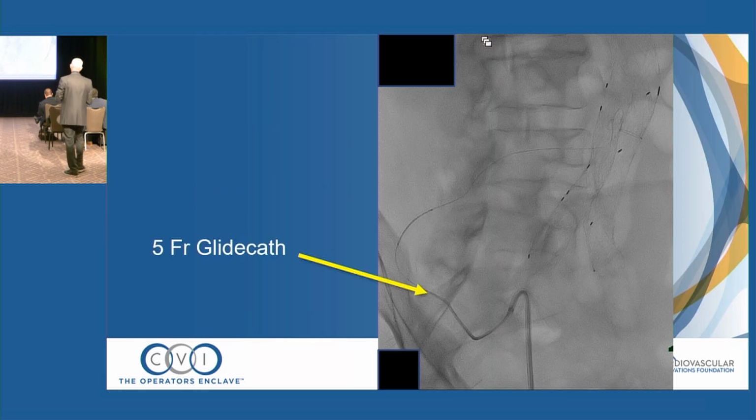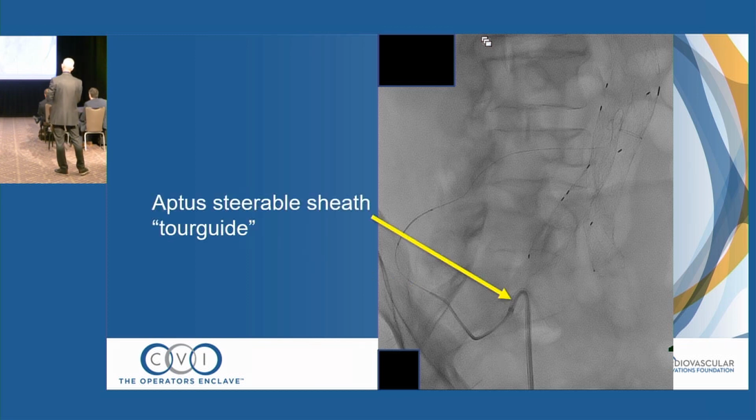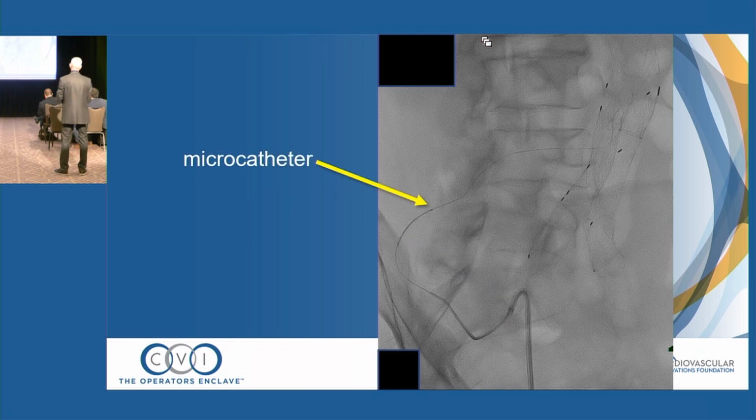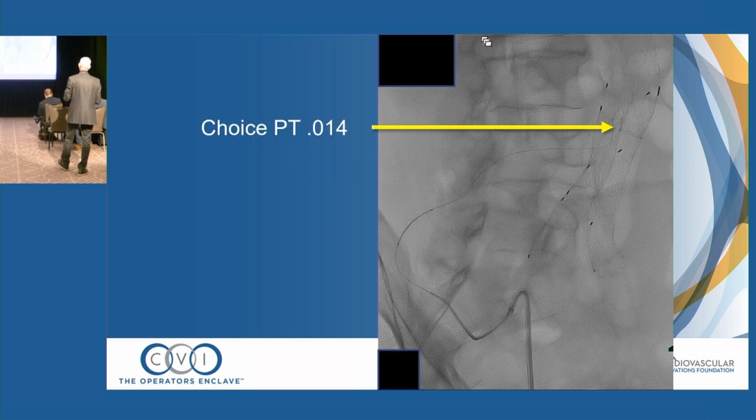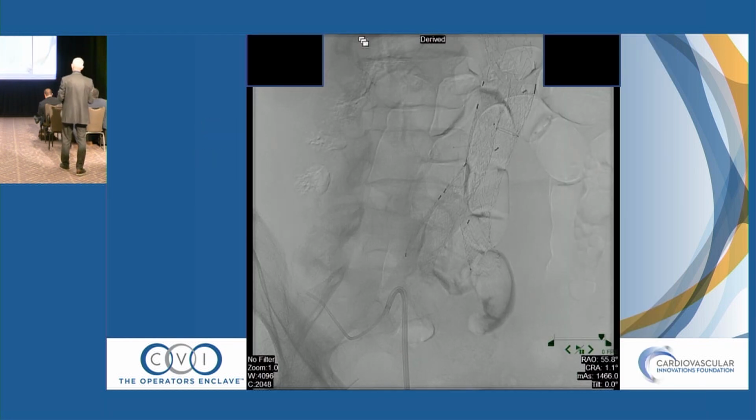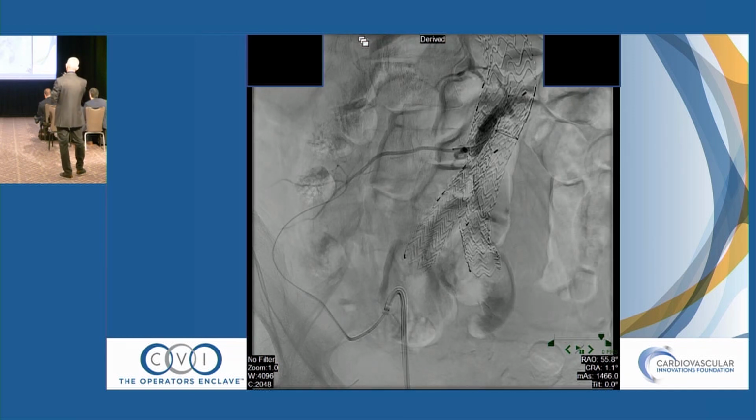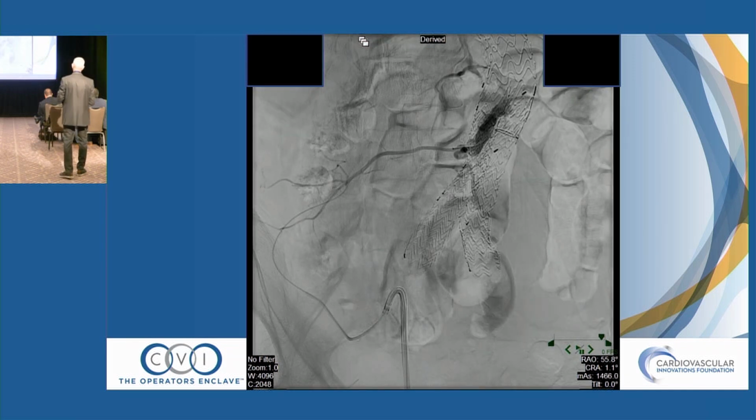And here, that's the tip. That's a 6 French sheath that's in the internal iliac. Then you got a 5 French glide cath. That's the steerable tour guide. Here's a microcatheter, I think 2.3 French. And then I think this is a Choice PT wire that's brought back to the aneurysm. And then with this, once you get your microcatheter, you're in the aneurysm itself.